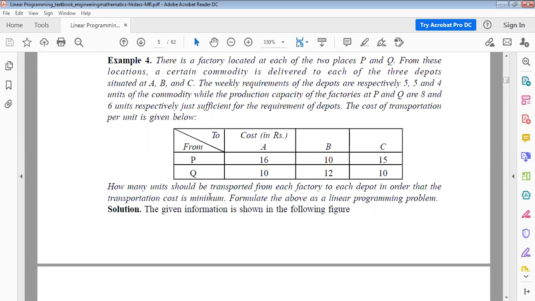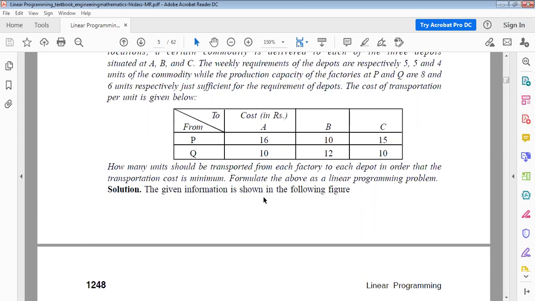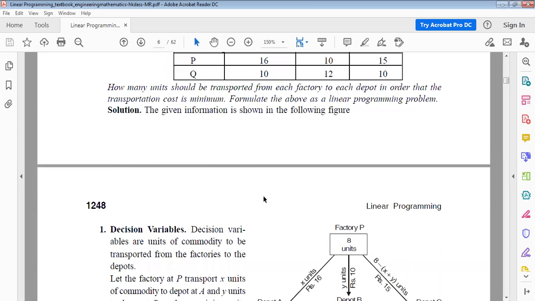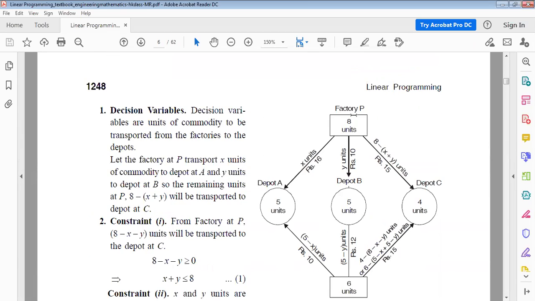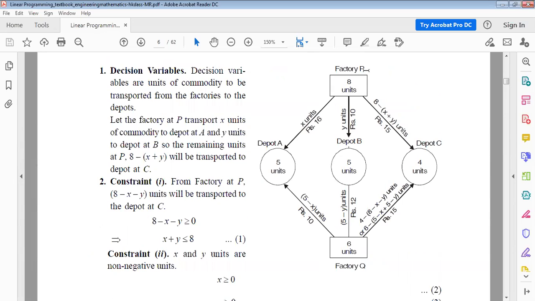This is the very important part of linear programming problem. We are minimizing cost, maximizing the profit. And formulate the above as linear programming problem. So the given information can be shown in the figure. This is the factory P which has 8 units capacity, and factory Q 6 units capacity. There are 3 depots: 5 units in depot A, 5 units in depot B, and depot C is 4 units.